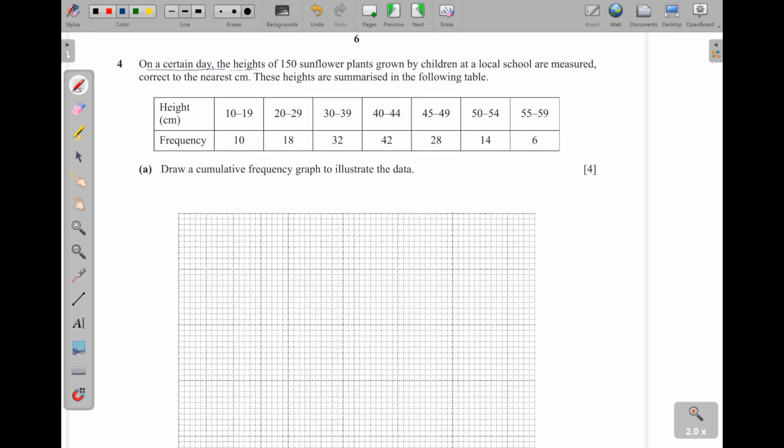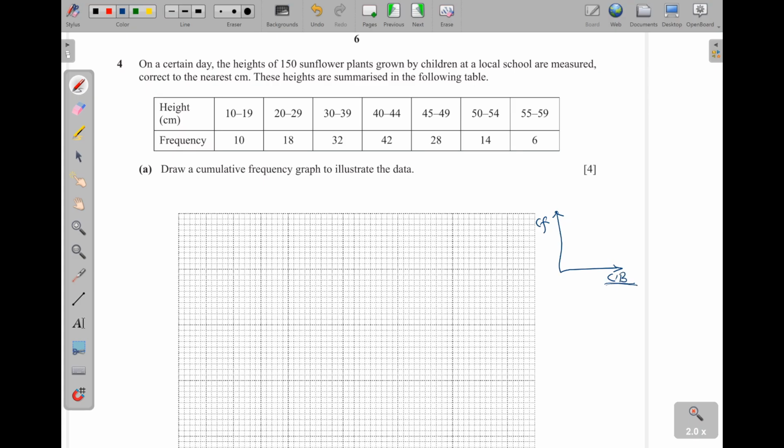On a certain day, the heights of 150 sunflower plants grown by children at a local school are measured, correct to the nearest centimeter. These heights are summarized in the table, and we are given the table here. Then we are told part A: to draw a cumulative frequency. On the vertical axis we have cumulative frequency, and on the horizontal axis we are supposed to have the class boundaries.